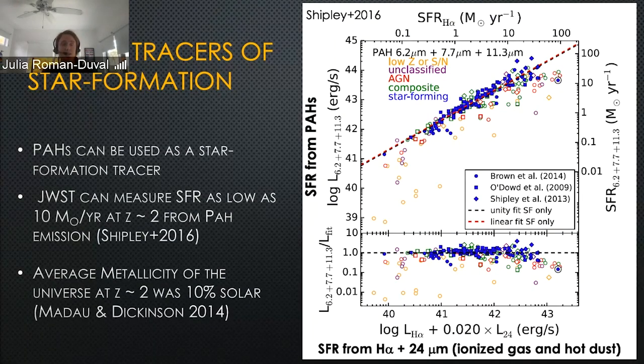And it turns out that James Webb, because it is an infrared telescope, can measure those star formation rates in the high redshift universe. And so, for example, at the redshift of 2, when the universe was 3 billion years old, so 10 billion years ago, it can measure star formation rates as low as 10 solar masses per year in this distant universe. So it's very important that we understand the properties of the PAH molecules so we can actually use them to understand how those galaxies form stars in the high redshift universe.